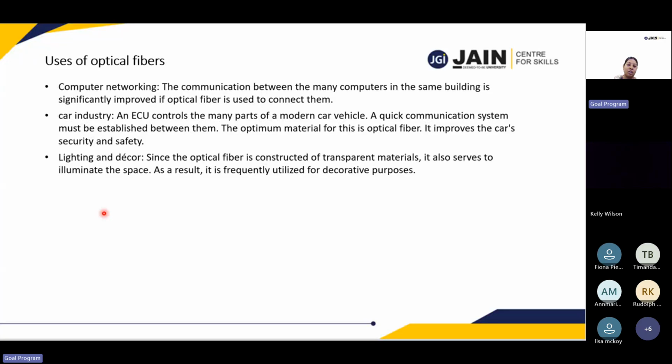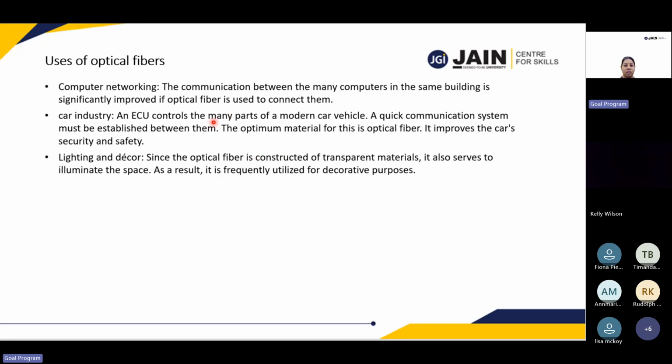Car industry, lighting and decor industry. I have shown you this decor industry, the lights, optic decor using the fiber optics. In the car industry, an ECU controls many parts of a modern car vehicle. A quick communication system must be established between the different parts of the car.